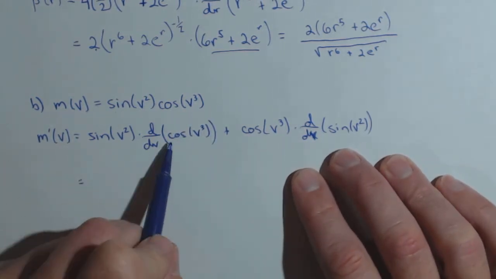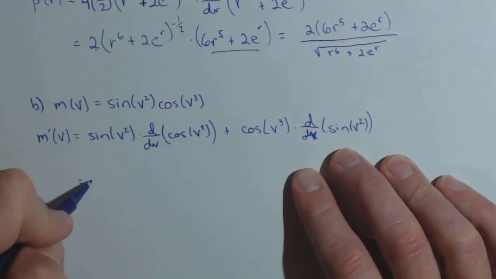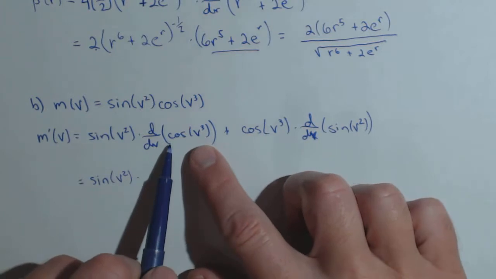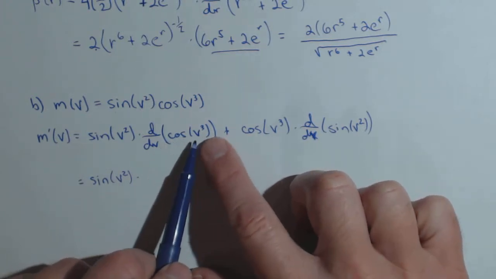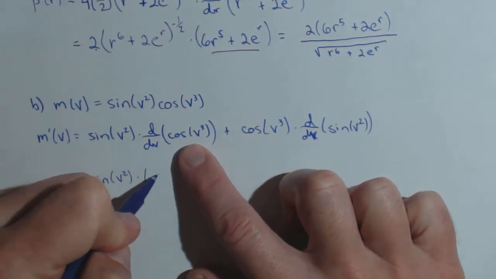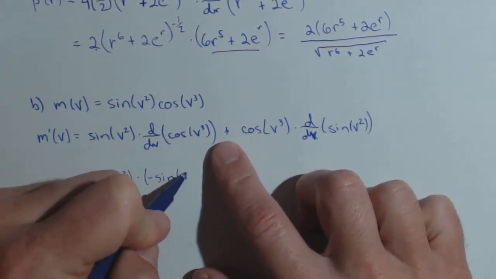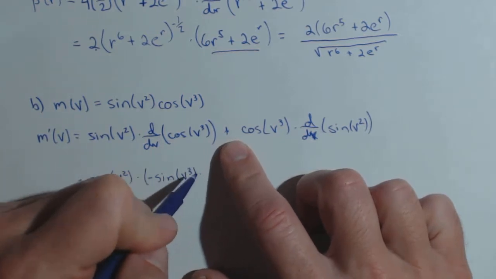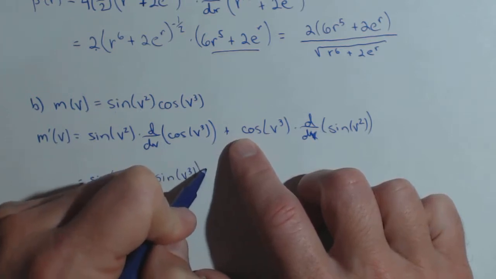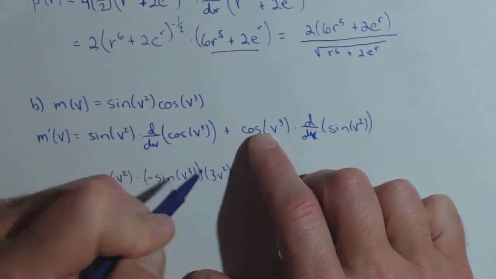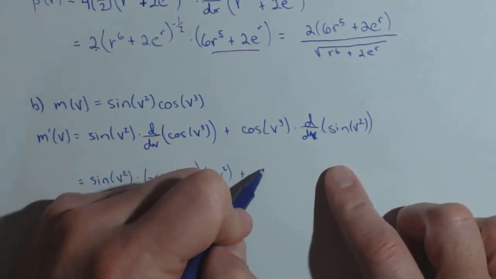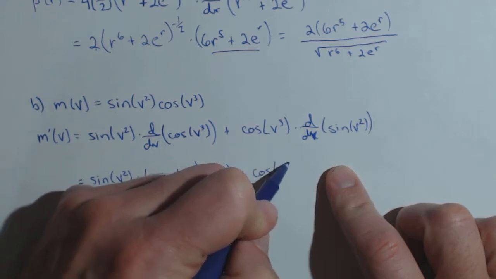Now we'll take those derivatives. These derivatives are going to require chain rule. So we have sine of v squared, because that was left alone, times, this is a chain rule. The outside function is the cosine, the inside function is the v cubed. So first off, the derivative of cosine is negative sine, leave the inside alone, v cubed, times the derivative of the inside, so the derivative of v cubed is 3v squared. So this part here is the derivative of this guy, plus cosine of v cubed.